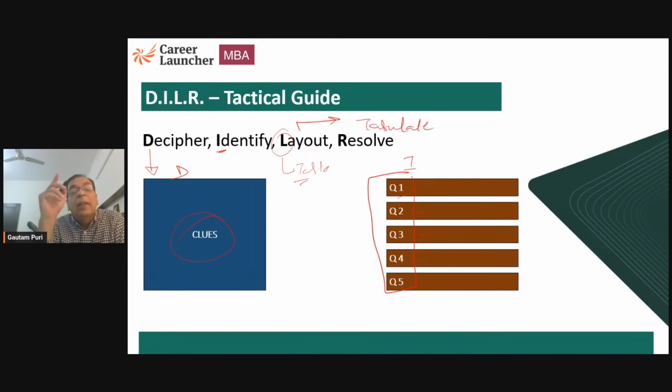And if you are not going to lay out properly, if you do not tabulate the data properly, you will end up confusing yourself. Secondly, many times I find that when you're making a table, people try to unnecessarily economize.